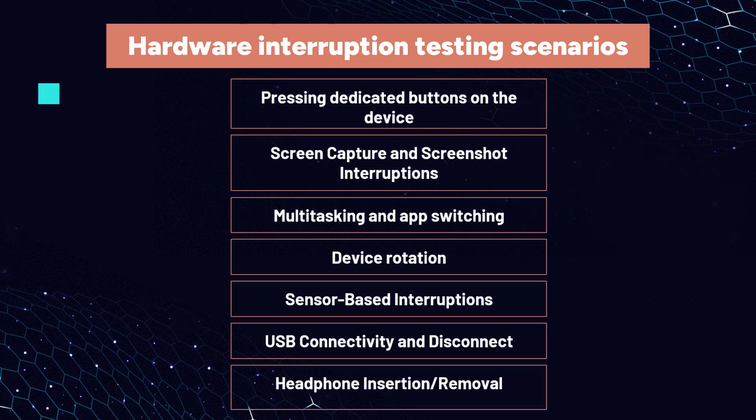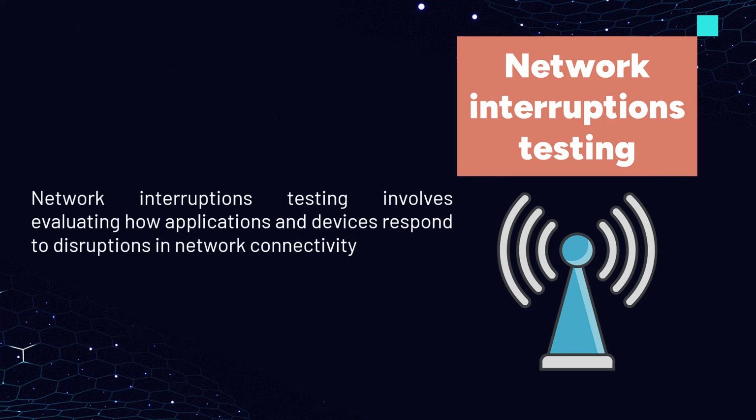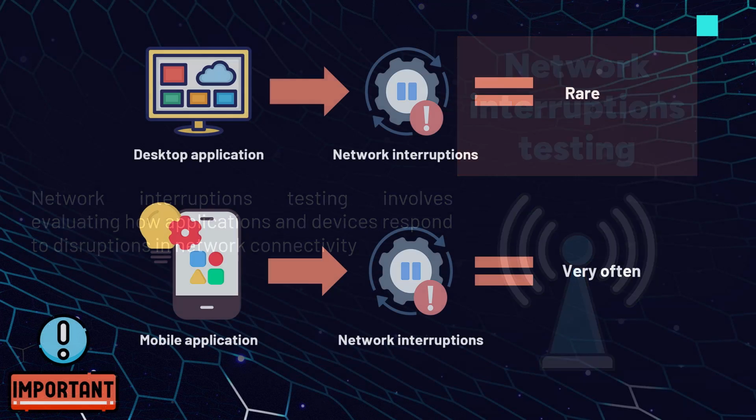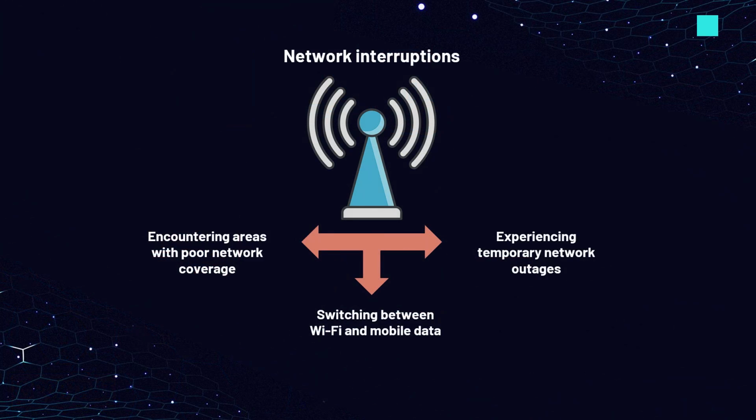The next type of interruption is network interruptions. Network interruptions testing involves evaluating how applications and devices respond to disruptions in network connectivity. Unlike web testing, where interruptions to internet connections are rare, mobile devices experience network interruptions or connectivity issues more frequently. Therefore, network interruptions testing plays a crucial role in ensuring the quality of mobile applications.